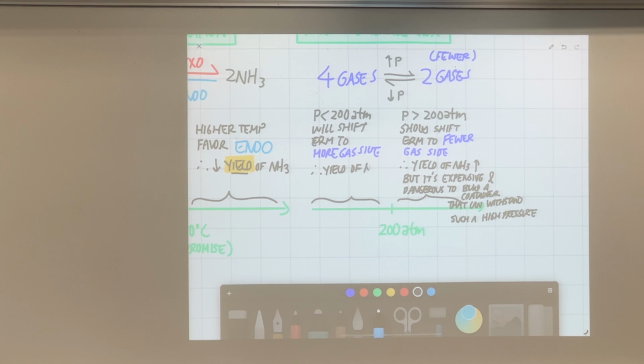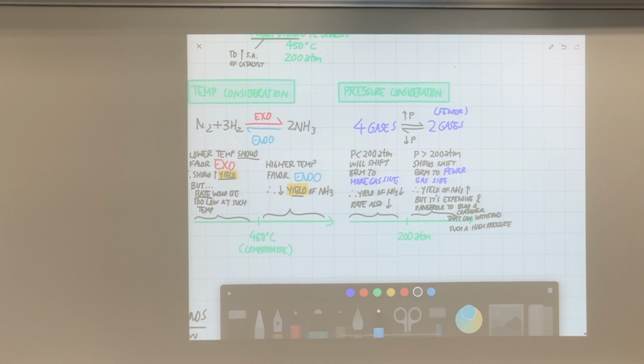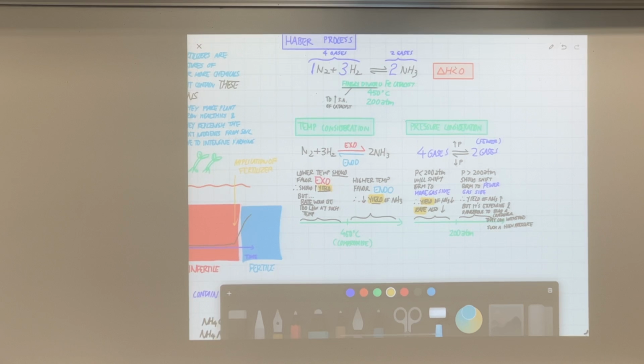Also, rate will decrease because the pressure is now lower, okay? So rate also decreases when the pressure lowers. So also decreasing. So this is bad, okay? Pressure lower than 200 atm.